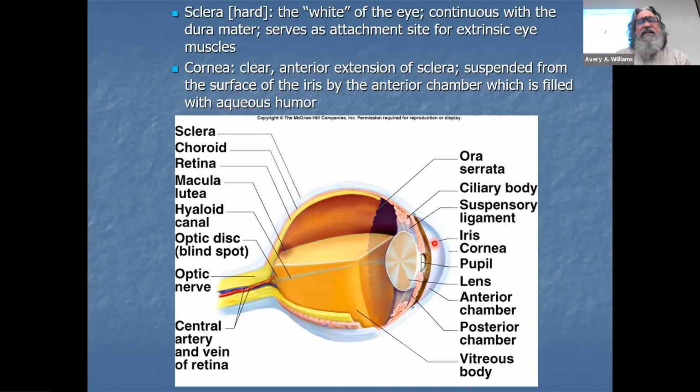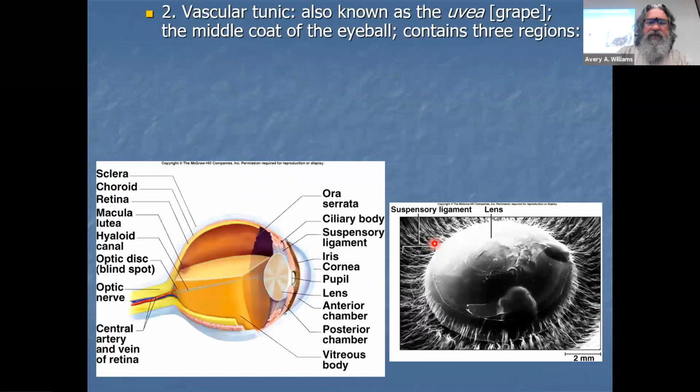It's located right there. And a lot like cerebrospinal fluid, it's continuously produced from the blood and reabsorbed back into the blood. So it's kept fresh all the time. Okay, so there you go. So that's the first tunic, the fibrous tunic.